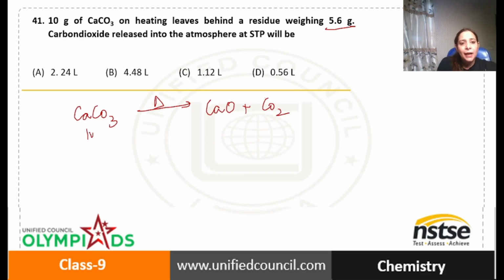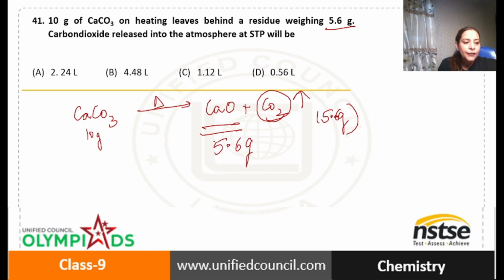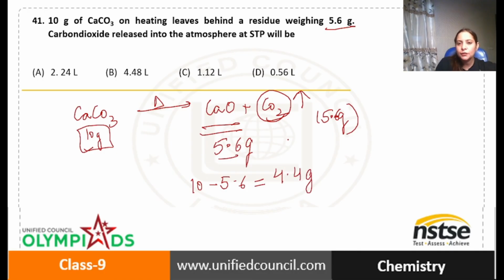So when 10 grams of calcium carbonate is heated, it leaves behind a residue weighing 5.6 grams. Now we know that CO2 is a gas, so the residue is the weight of calcium oxide only. If somebody asks you how much CO2 is liberated, obviously it would be 10 minus 5.6, because initially it was 10 grams, you got 5.6, so the rest of the mass was of gas. So it comes out to be 4.4 grams. That means CO2 is 4.4 grams.